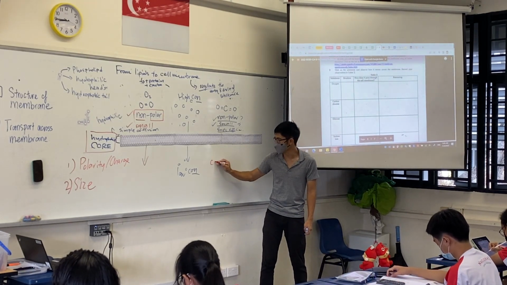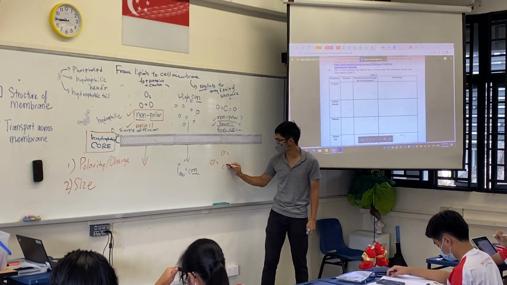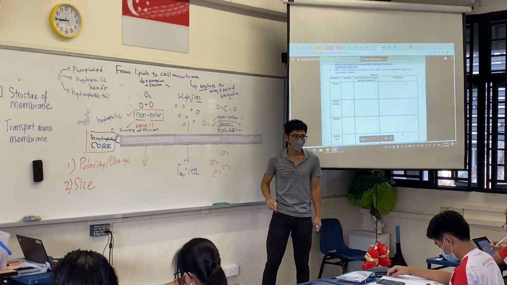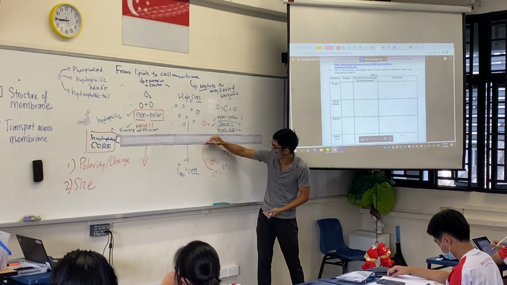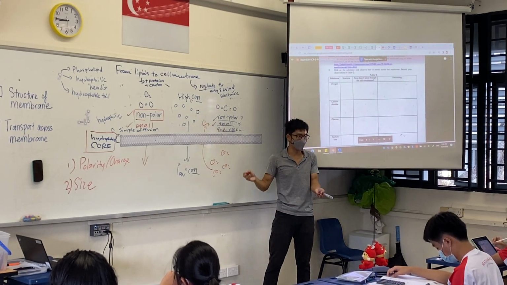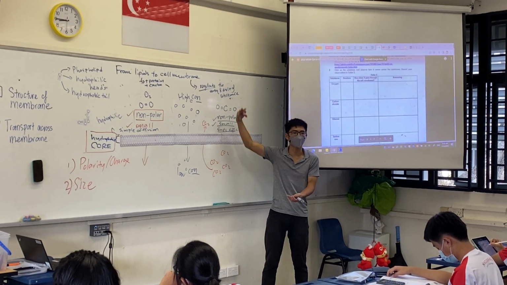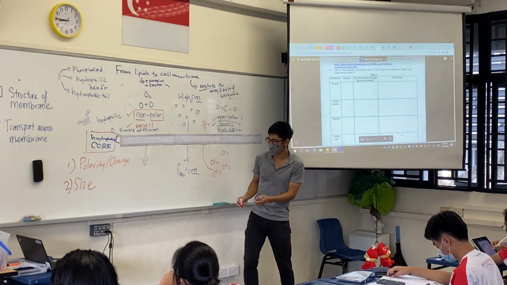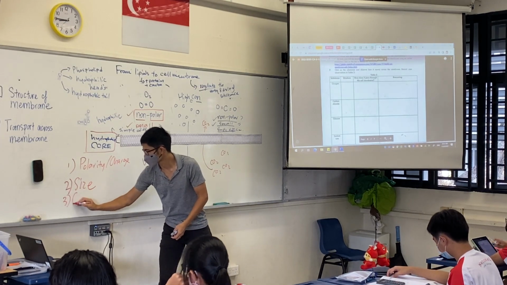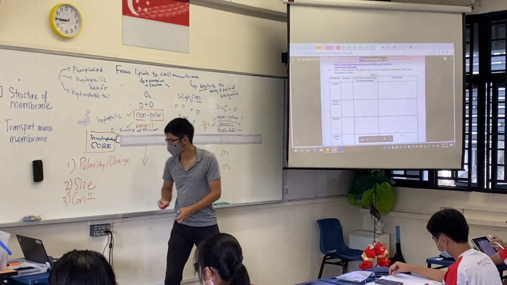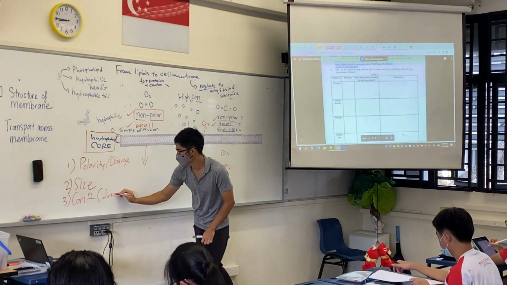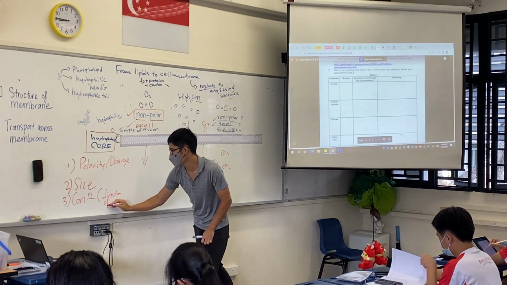There's a lot of CO2 inside. Outside, there's very little CO2. The CO2 will end up moving via simple diffusion out of the cell, right? From high to low concentration. So the direction it moves depends on concentration. Concentration determines the direction of flow.